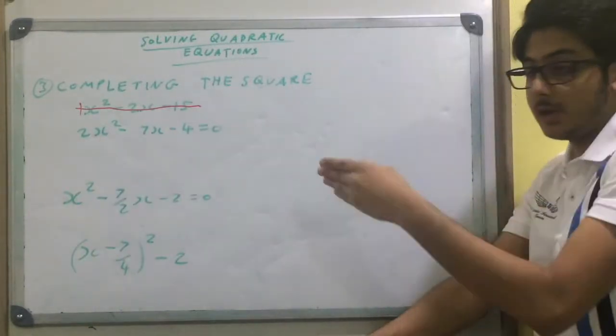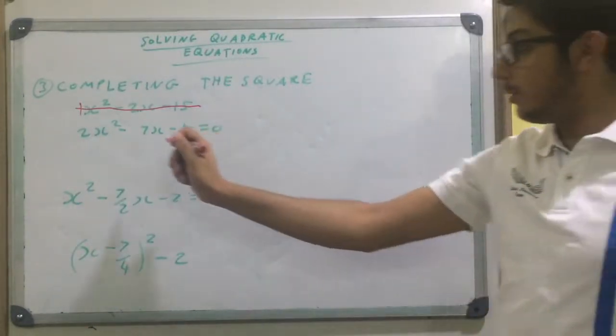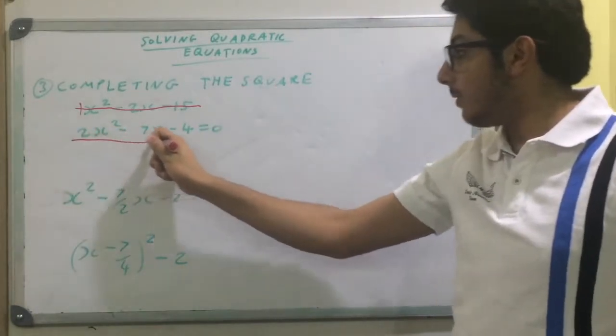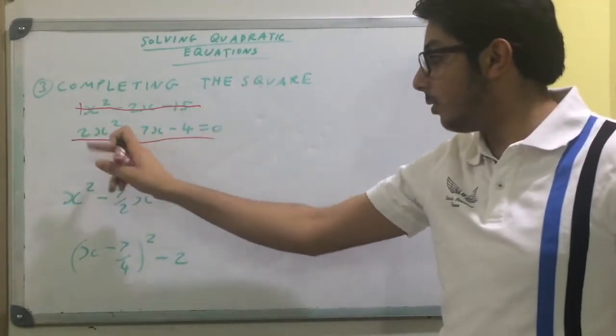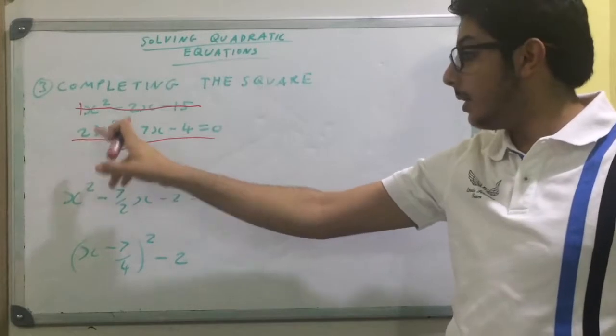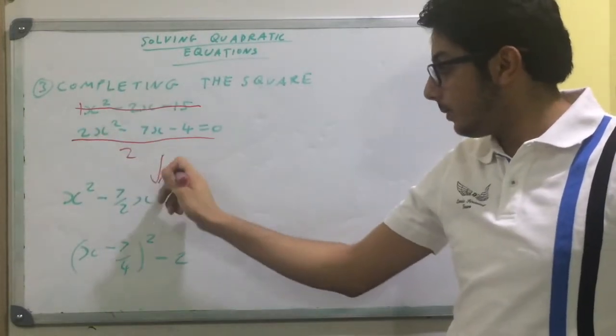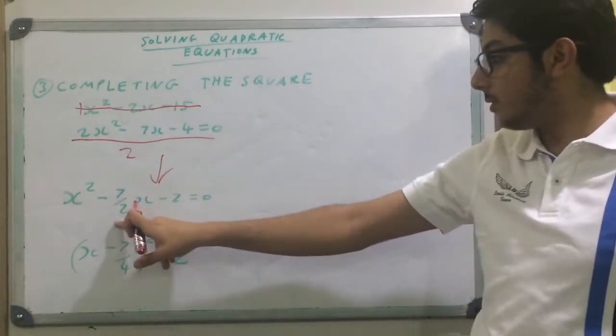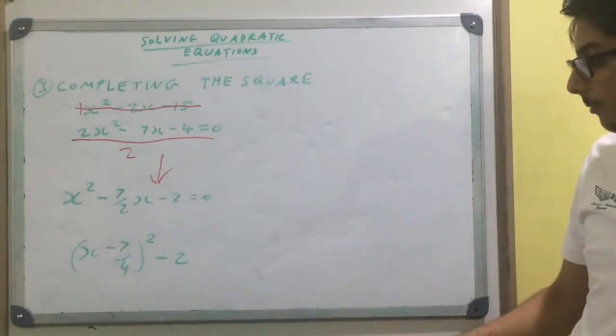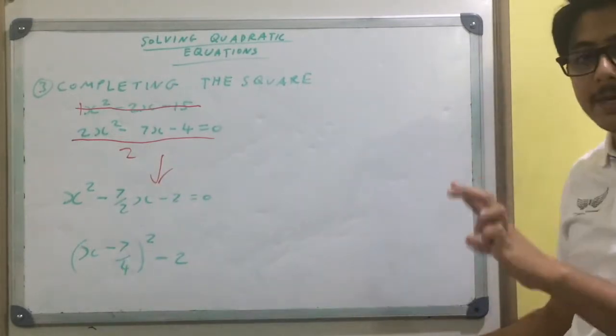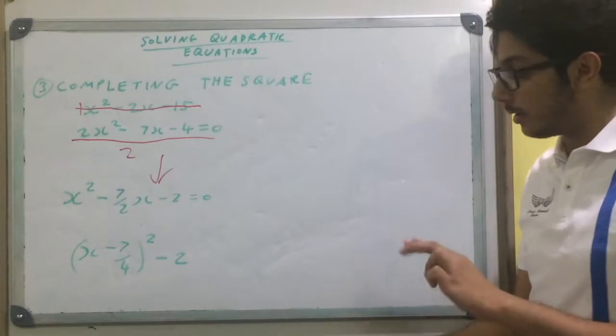And I'll show you how to solve that problem. So what you do is, you divide everything by 2, because that will make the coefficient 1. And that will give you this here, x squared minus 7 over 2 of x minus 2 is equal to 0. And here is the key part of completing the square.